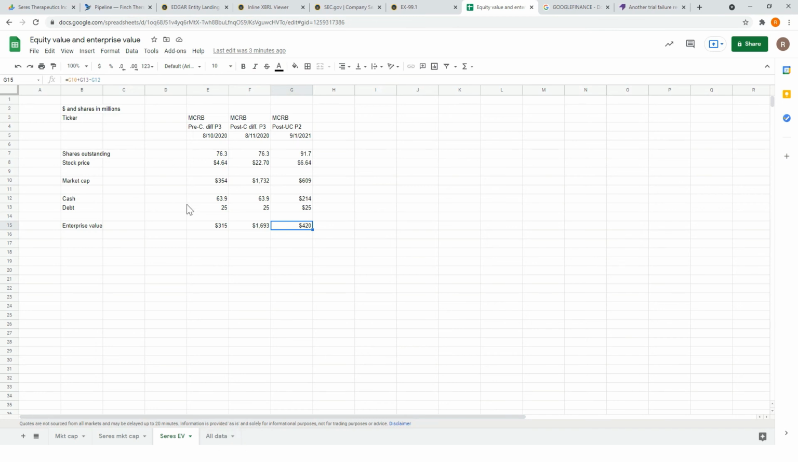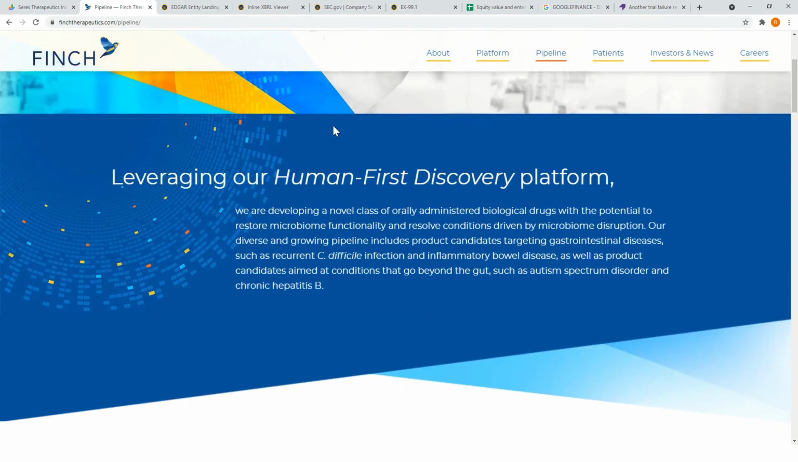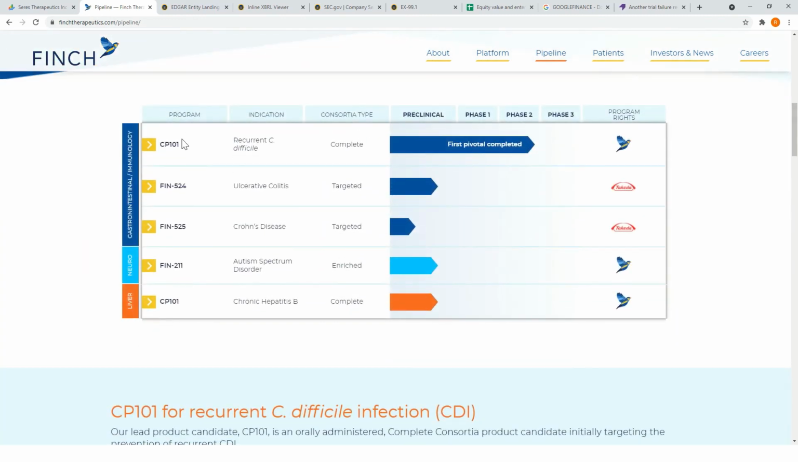So we're going to compare Seres Therapeutics to what I think is its closest comparable, a company called Finch Therapeutics. It is another microbiome platform, orally administered drugs. I think these are fecal transplants. And their lead program is a C. diff program, just like Seres. They've actually completed their first pivotal study, and it did not hit the primary endpoint, I believe.